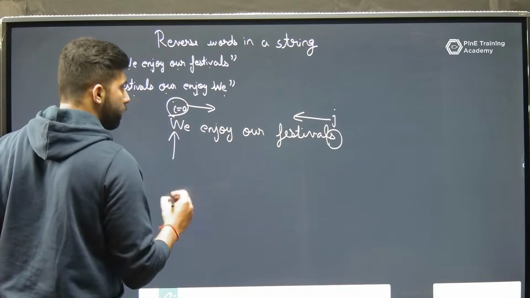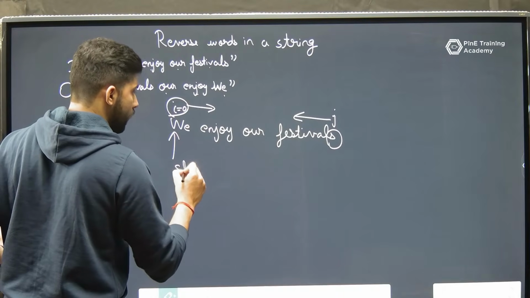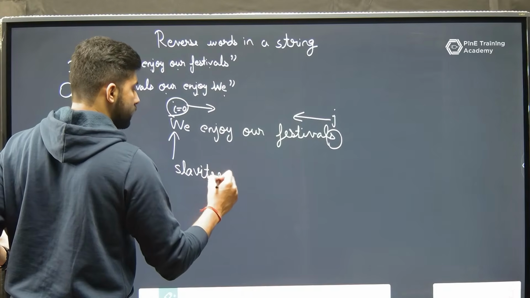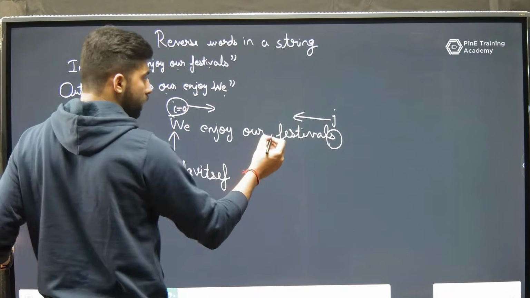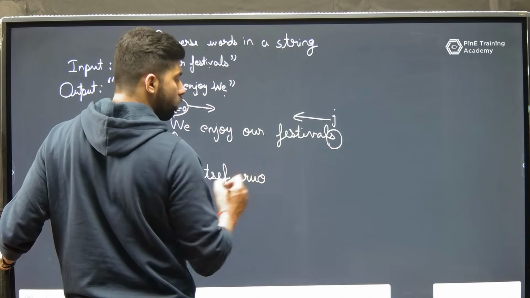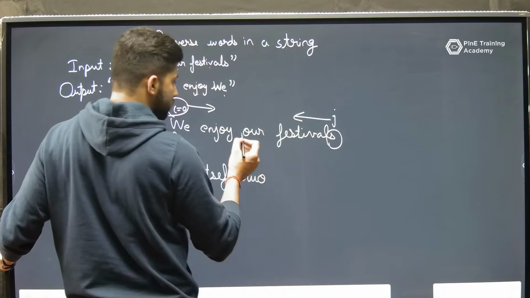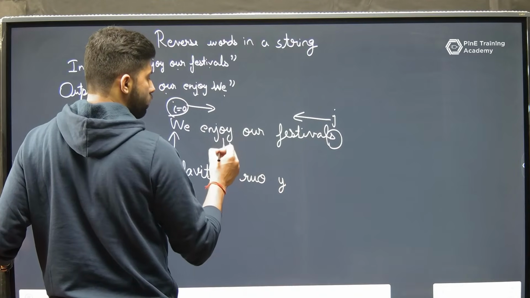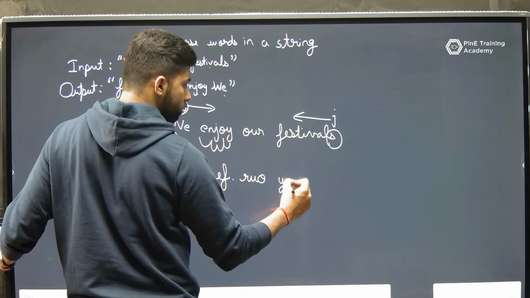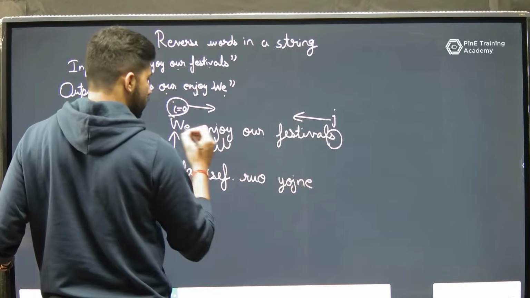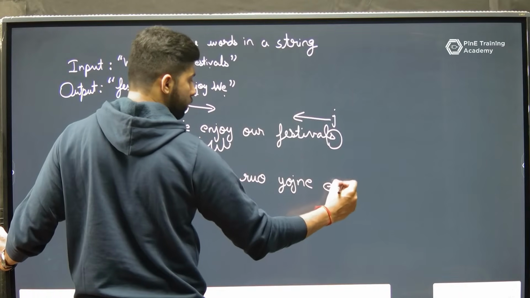This whole string will be converted like this: S L A V I T S E F. Then we have space, so we have space R U O. Then we have space. Then we will get Y O J N E. Then we have again space and E W.